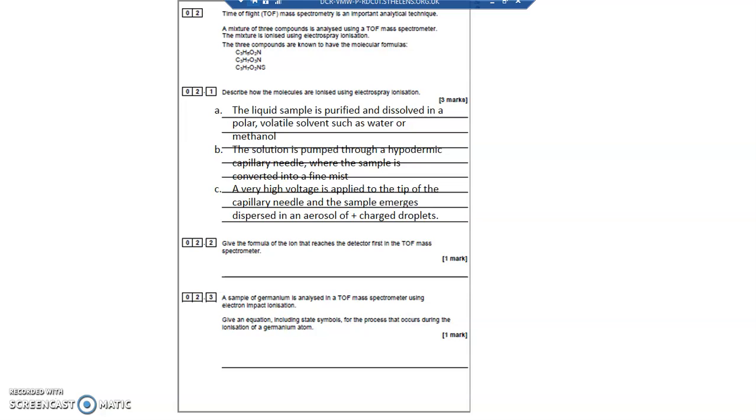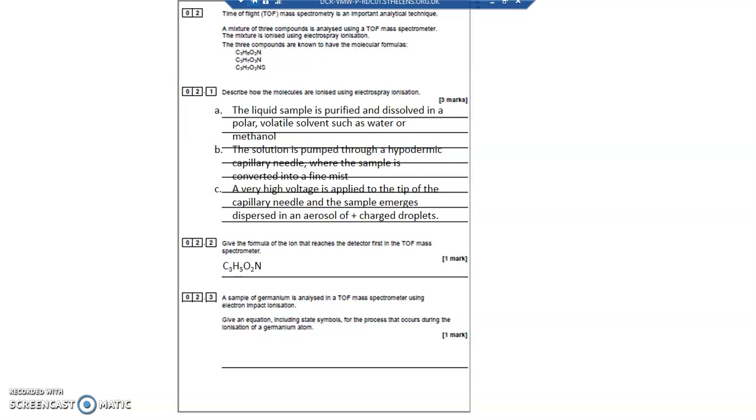And when it comes out of that needle as a fine mist, a very high voltage is applied to the tip of the capillary, and that forces each of the particles to lose an electron and form a plus charged fine droplet of liquid. Give the form of the ion that reaches the detector first on the time-of-flight mass spectrometer.